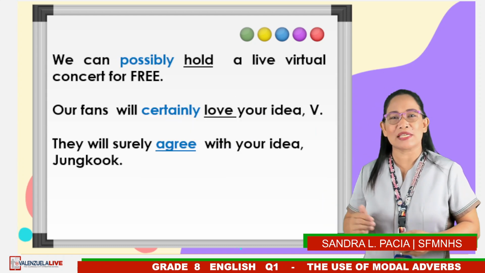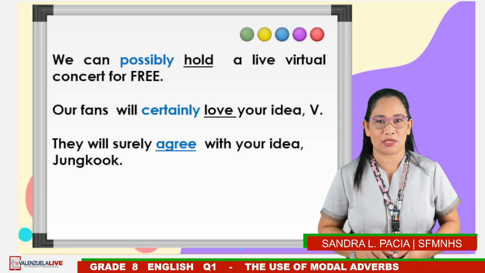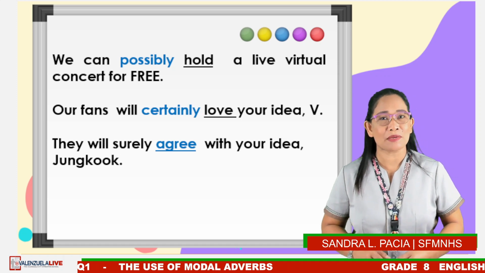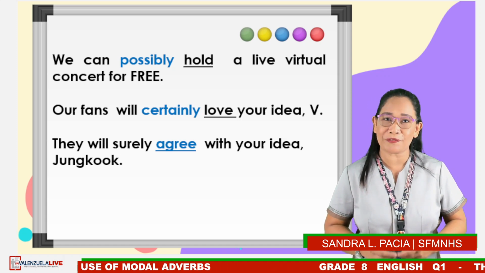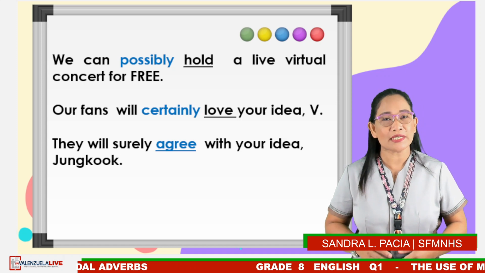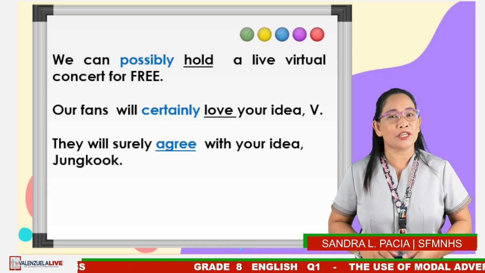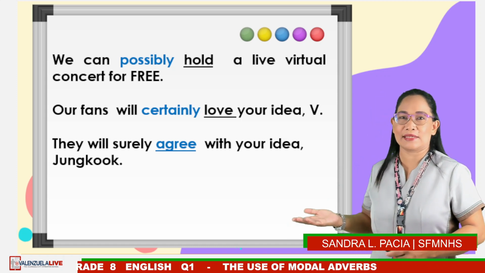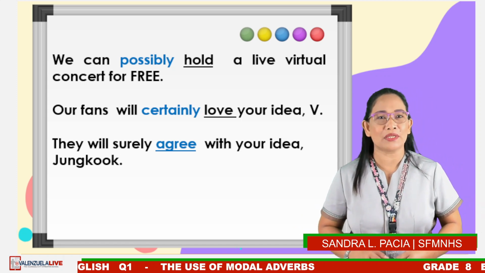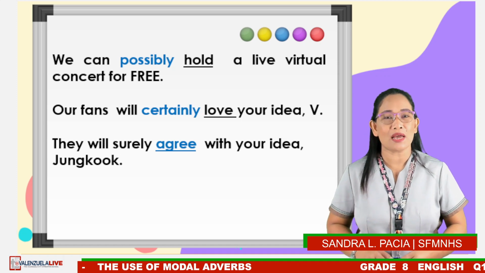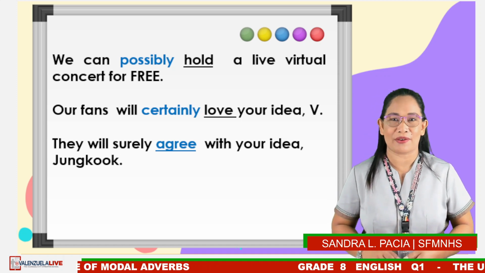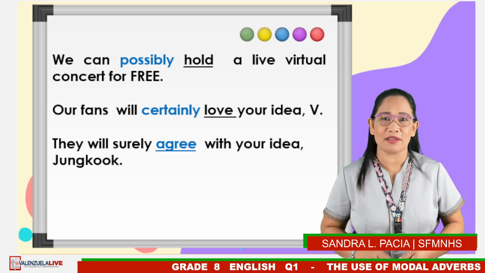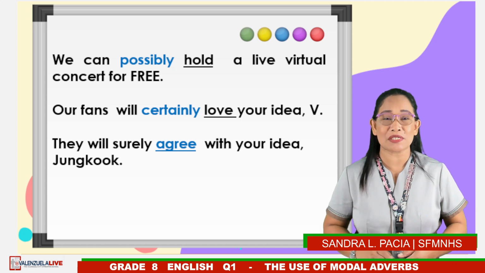Let us go back to the sentences used in this conversation and pay attention to the highlighted words. We can possibly hold a live virtual concert for free. Our fans will certainly love your idea, B. They will surely agree with your idea, Jungkook. In these sentences, the highlighted words are the modal adverbs, and the underlined words are the words they describe or modify. These modal adverbs describe how something is done and how someone feels about something.